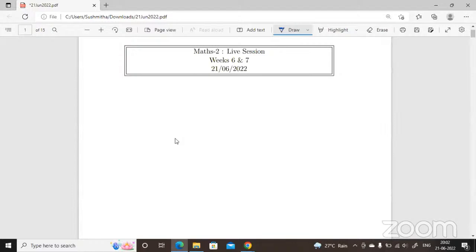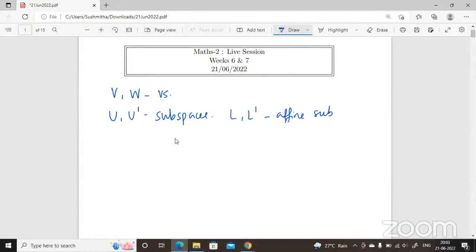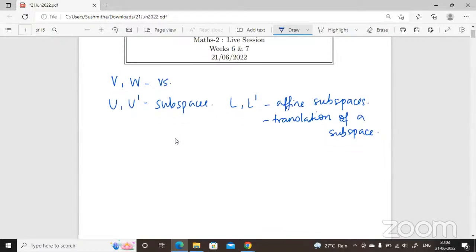So U and U prime are just two notations that we use for subspaces. Just like how we use V and W for vector spaces, U and U prime are nothing but subspaces. And L and L prime are affine subspaces, that's all. This is the notation that we use. And an affine subspace is nothing but a translation of a subspace. Is it clear till this point? Yes, ma'am.